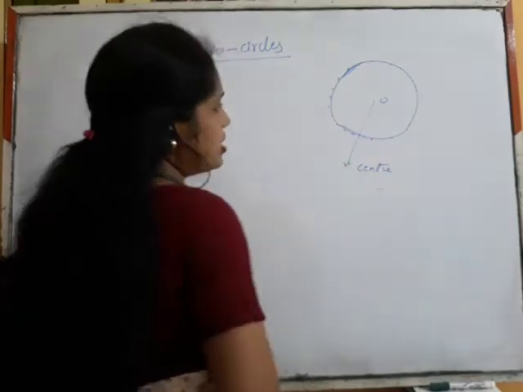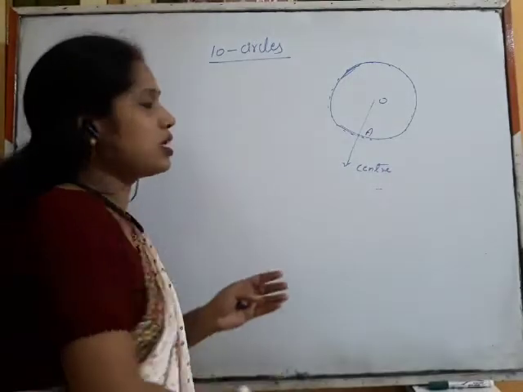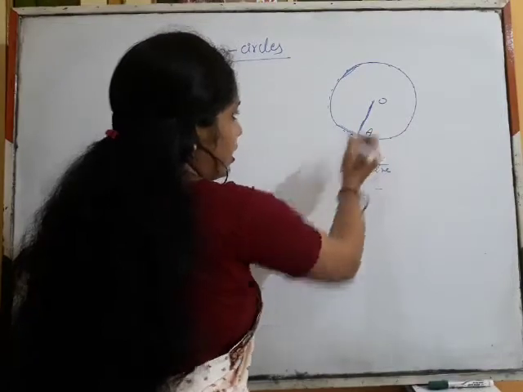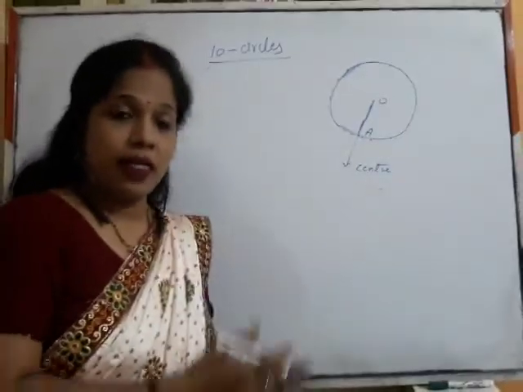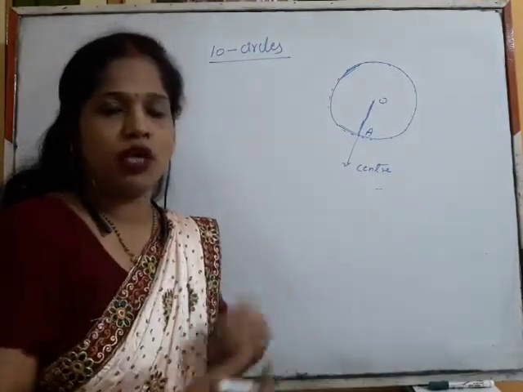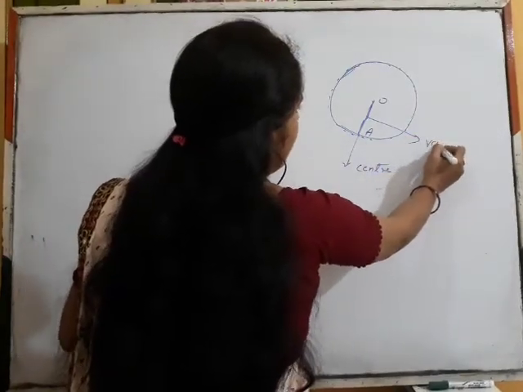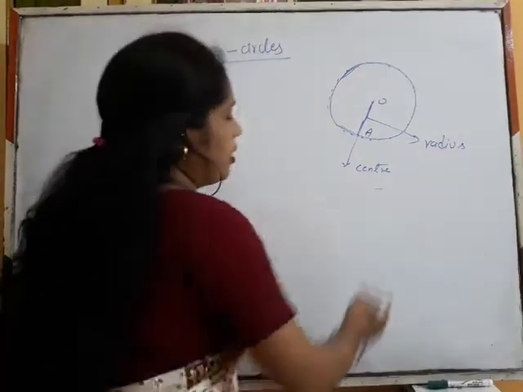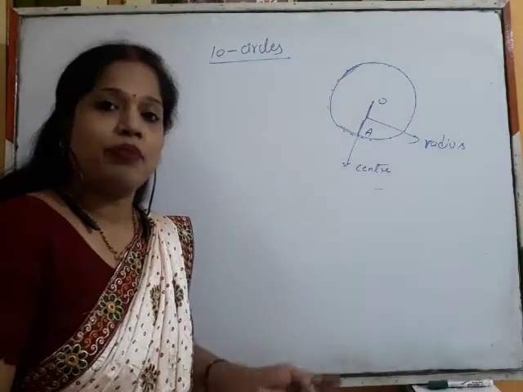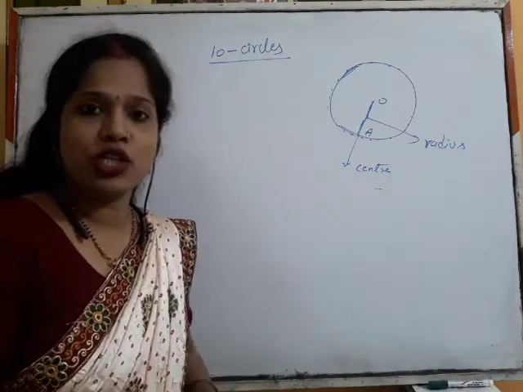And if I take a point A on the circle, then this distance from O to A is also fixed. The place of the point is fixed, the distance is fixed, and the distance from a particular point is also fixed. So this distance is known as the radius of the circle.